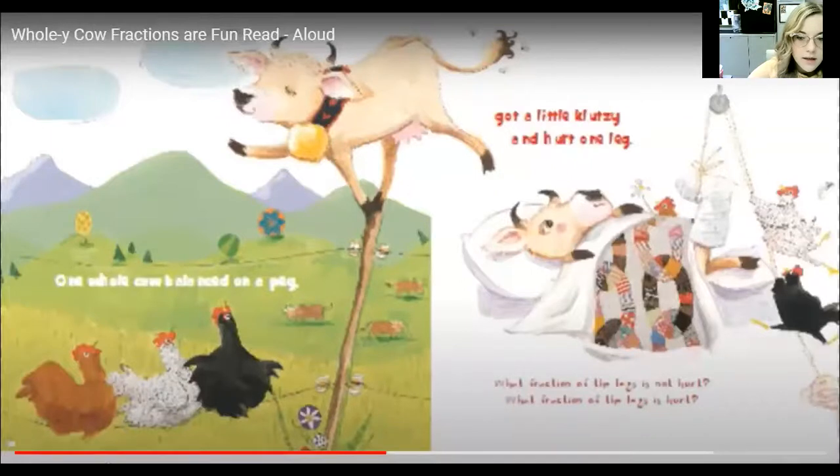So out of her 1, 2, 3, 4 legs, 1 of them got hurt. That equals 1/4 of the legs being hurt. Okay, what plus 1 equals 4? Or how many legs are left over that are not hurt? 1 plus 1, 2, 3 equals 4. 3 of her legs are just fine, and 1 of her legs is hurt. 1/4 is hurt, 3/4 is not hurt.